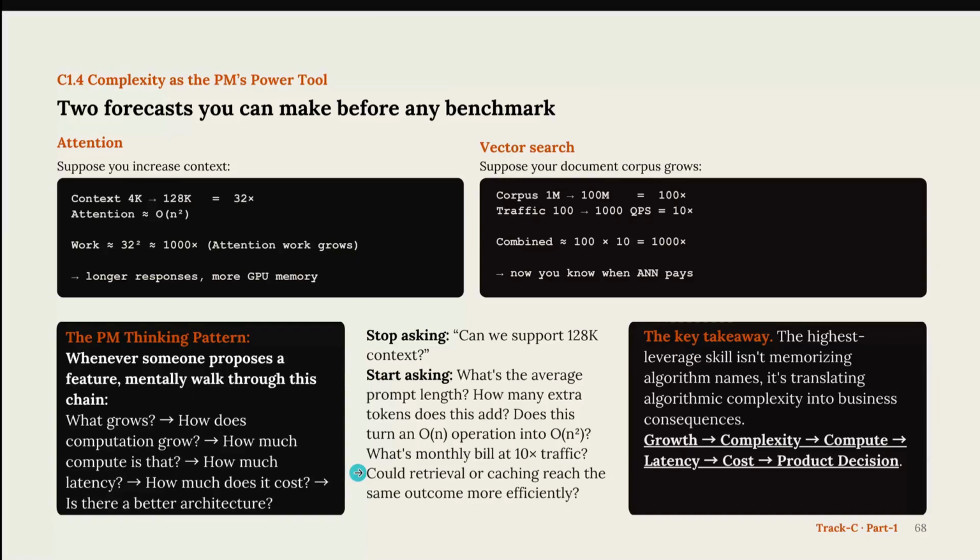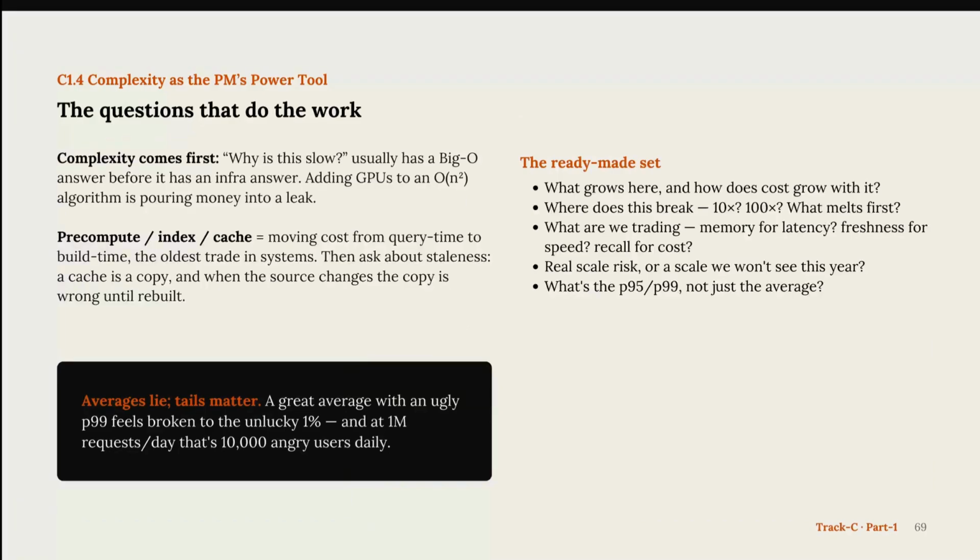Instead of me dumping everything into the prompt, can I use RAG? Yeah. And this is a key takeaway from this whole slide, guys. The highest leverage skill isn't memorizing algorithm names, it's translating algorithmic complexity into business consequences. Because ultimately, when you know growth, you understand the complexity, you know what compute power is required, you understand what latency it will incur, what cost we will incur. Ultimately, you need to take a product decision. Hey, whether we will go with the current architecture, engineering solution, or would we build a new one? And those are the questions that do the work.